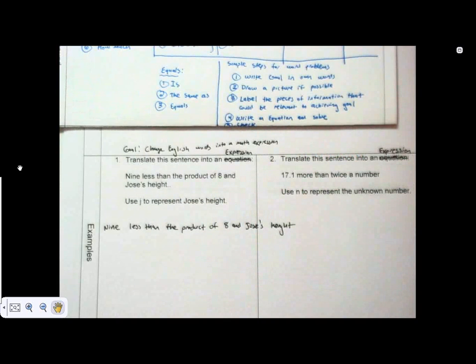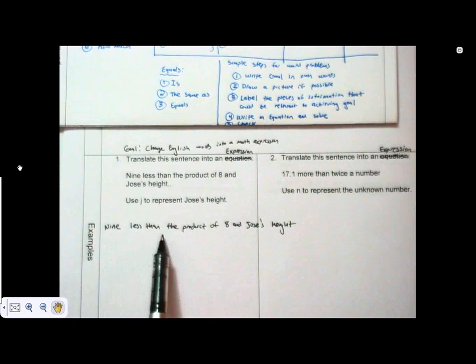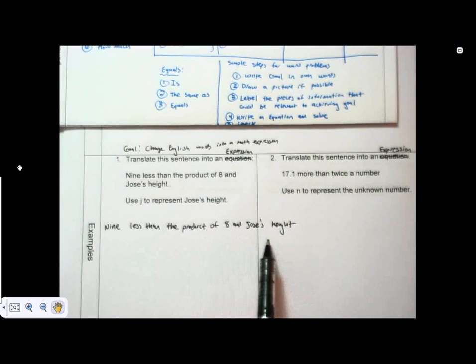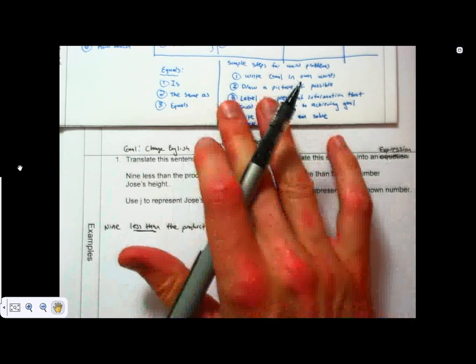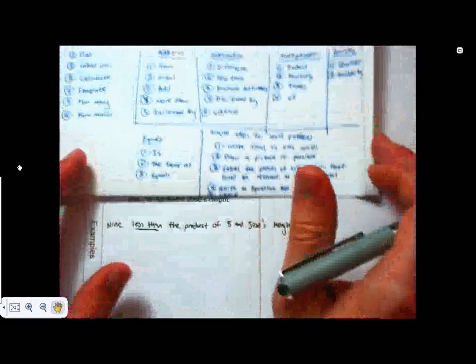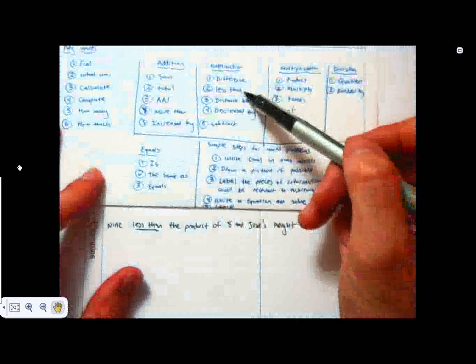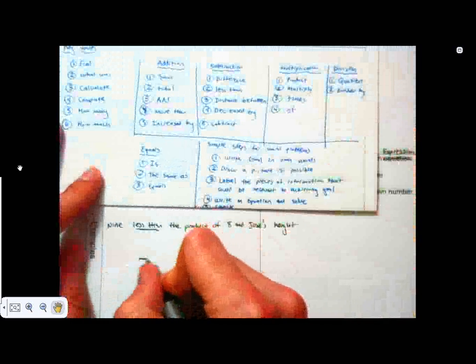So, here we go. The first thing, it says 9 less than the product of 8 and Jose's height. So I see a keyword right here which is less than. And if I look at less than, it's going to fall under the operation subtraction. So I know that less than, I'm definitely going to have a minus here. But there's a tricky thing about the way that subtraction is worded.